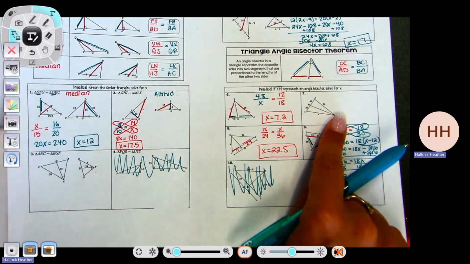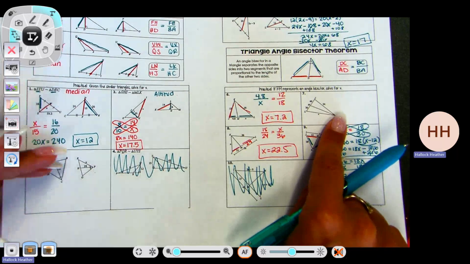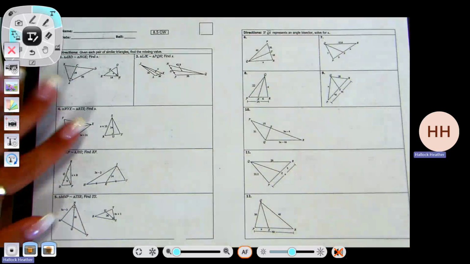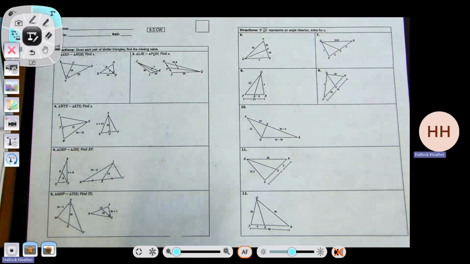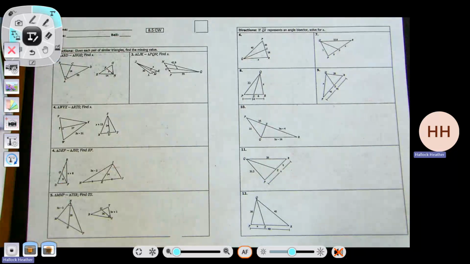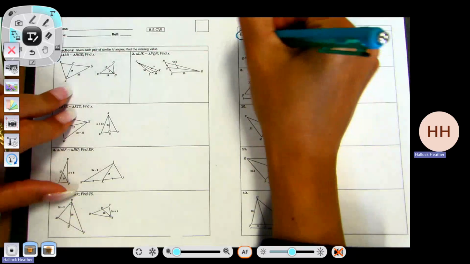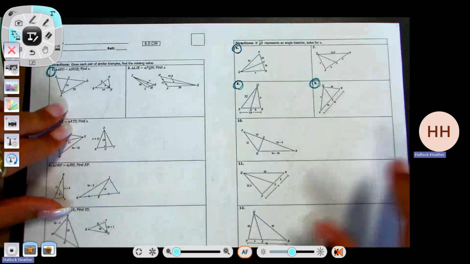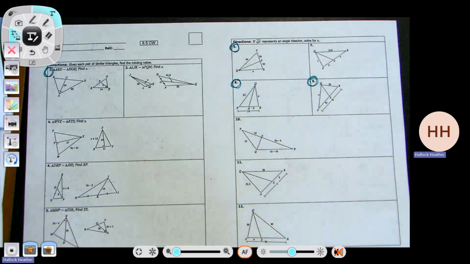On the back, we're not skipping any. On the back, there are some decimals. Number 1 is a decimal. 6 is a decimal. 8 is a decimal, and 9 is a decimal. Okay, so just so you know, those ones are decimals. Don't freak out when you get a decimal. If you get a decimal for a different one, let me know.